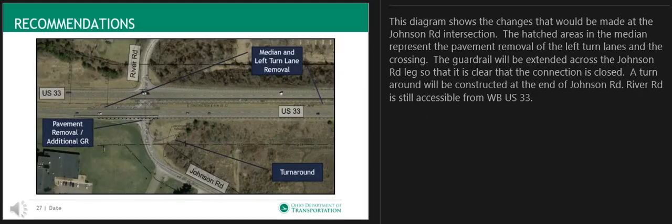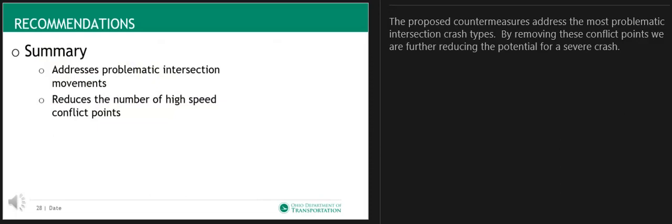This diagram shows the changes that would be made at the Johnson Road intersection. The hatched areas in the median represent the pavement removal of the left turn lanes and the crossing. The guardrail will be extended across the Johnson Road leg so that it is clear that the connection is closed. A turnaround will be constructed at the end of Johnson Road. River Road is still accessible from westbound US 33. The proposed countermeasures address the most problematic intersection crash types. By removing these conflict points, we are further reducing the potential for a severe crash.